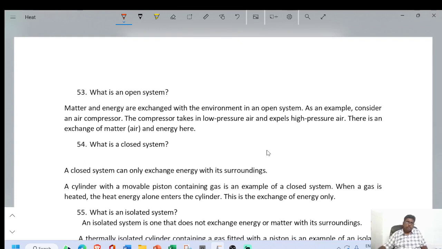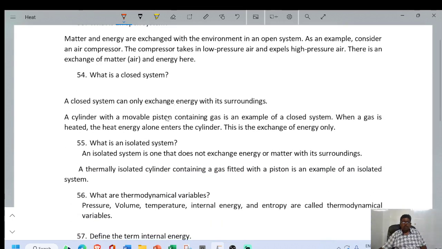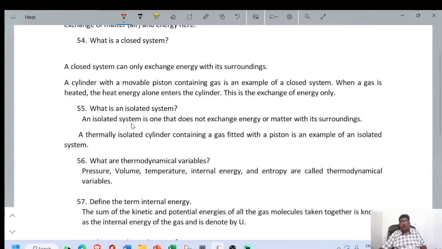What is an open system? Matter and energy are exchanged with the environment in an open system. Typical example is air compressor. What is a closed system? In the case of closed system, only the energy is exchanged with the surroundings. Typical example is a cylinder with a movable piston containing a gas. When a gas is heated, heat energy is entering into the cylinder. This is an exchange of energy only.